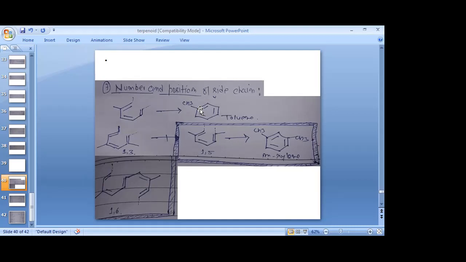There is a methyl group at the first position. There are methyl groups at the first and third position. There are methyl groups at the 1 and 6 position. And there are methyl groups at the 1 and 5th position, because here is the 1,3 position, here the 1,5 position, and the 1,6 position, right? So these are the positions of the methyl groups, confirmed by the compounds formed after cyclization, right?